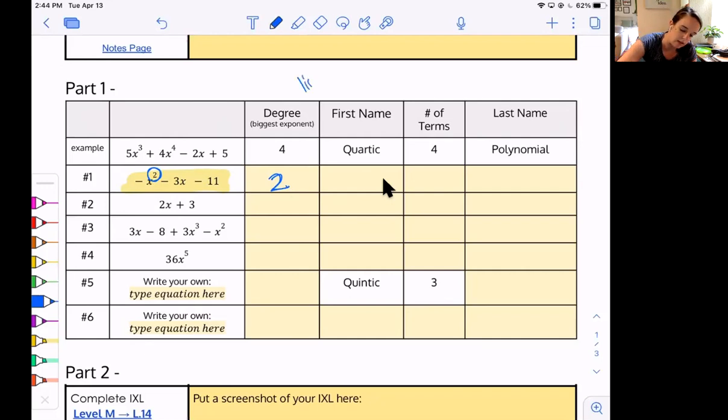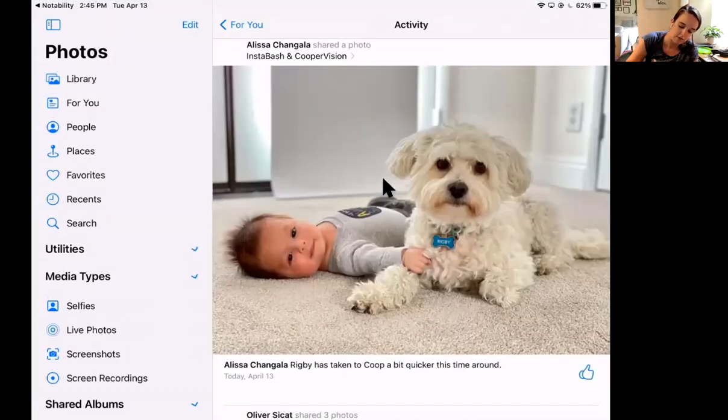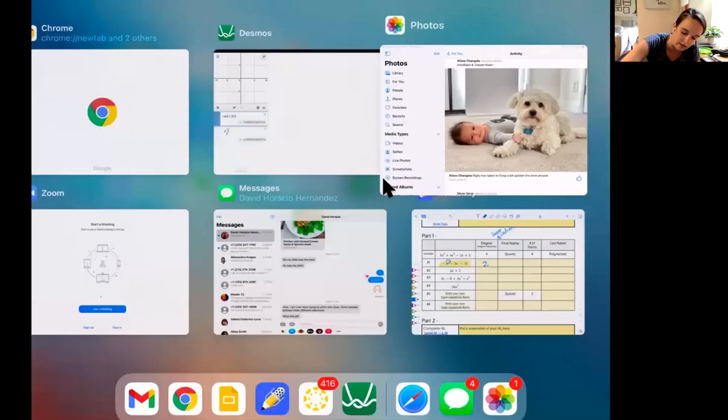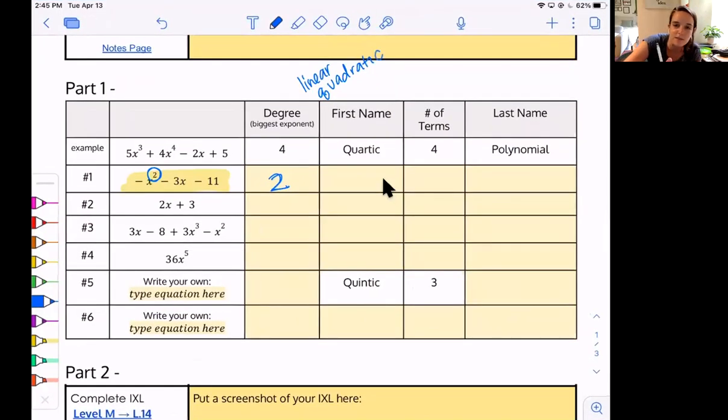We have linear, quadratic. Oh no. Oh, cute baby photo. There we go. Quadratic. Yeah, quadratic. Cool. Okay. Sorry, my computer tablet thing is glitching. Quadratic. So we have quadratic. Good job, Angela. Good job, Kim.